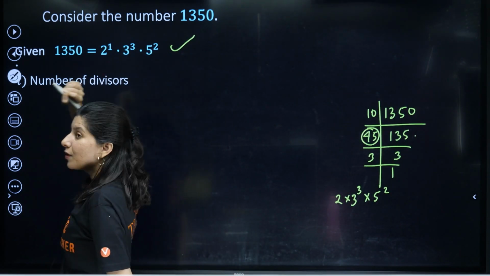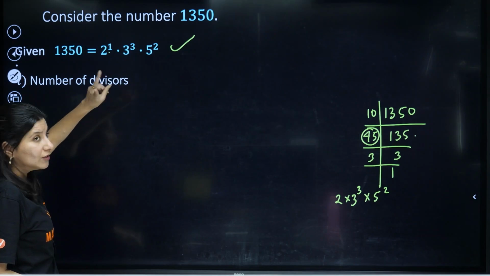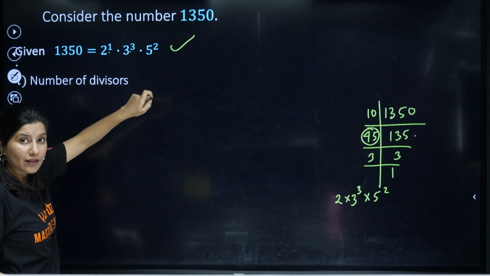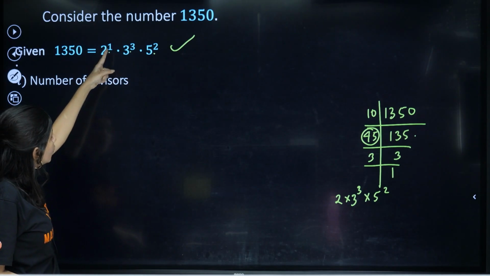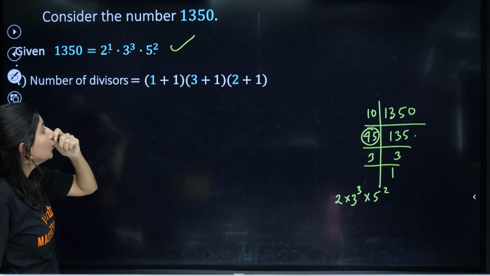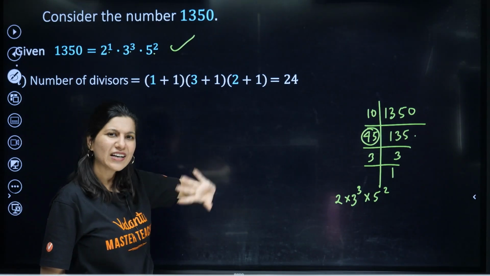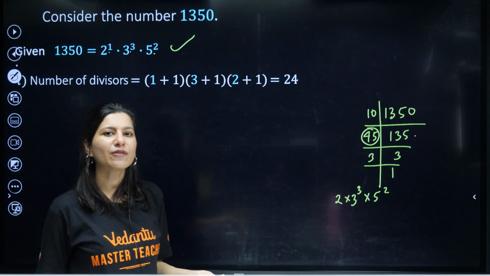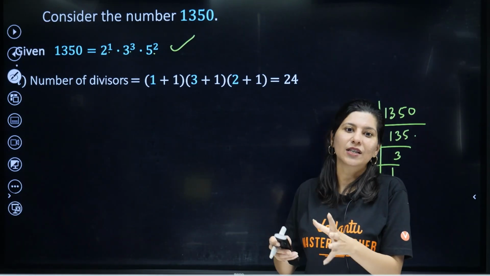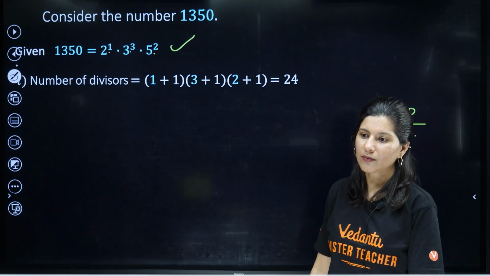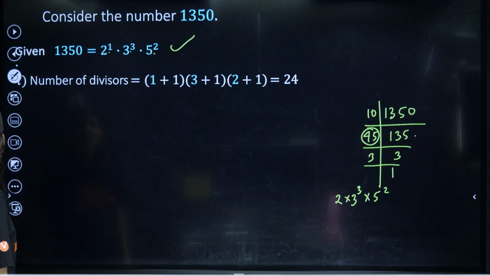So number of divisors will be what? Power plus 1. 1 plus 1, 2. 3 plus 1, 4. 2 plus 1, 3. So 2, 4, 3. 2 4s are 8, 8 3s are 24. Very simple. How to calculate the number of divisors? Calculate the prime factorization, add 1 to the powers, multiply them, and we are done. Okay. Alright. Clear?